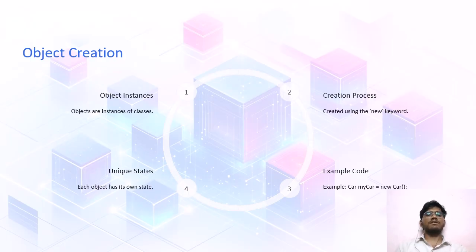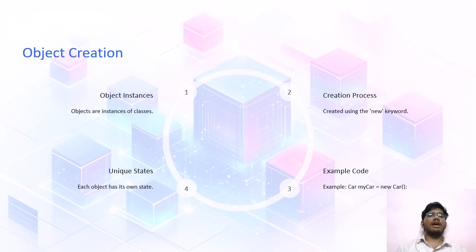For example, a specific Toyota is an object created from a general Car class, capital C, as you see, the Car class. Next, the creation process. Objects are created dynamically at runtime using the new keyword. Each object has its own unique state.